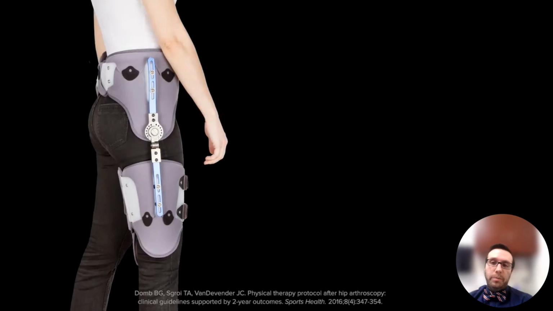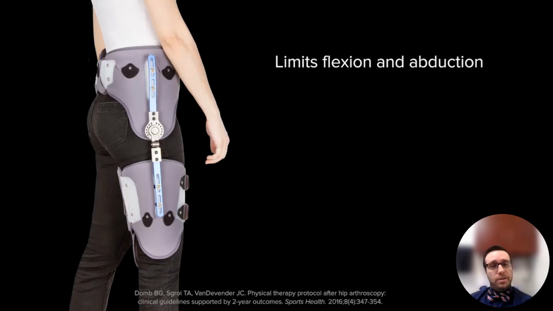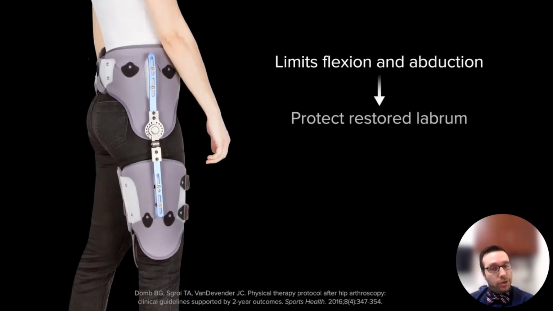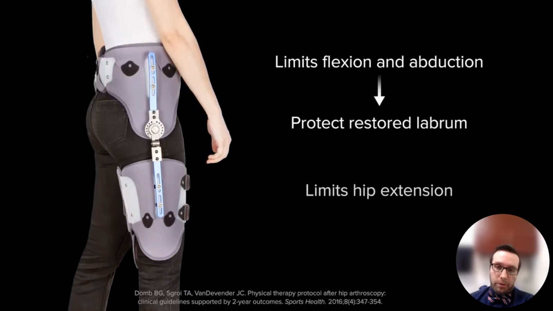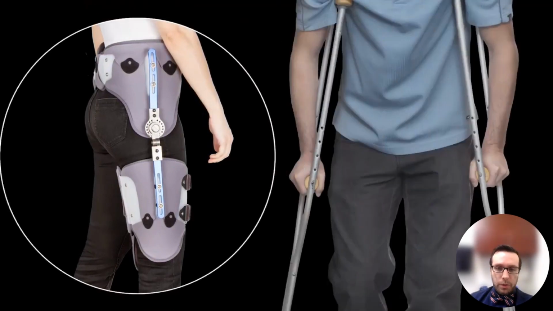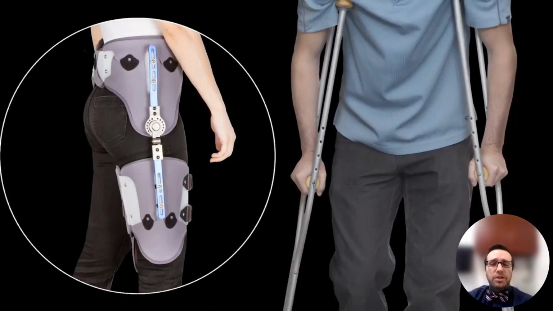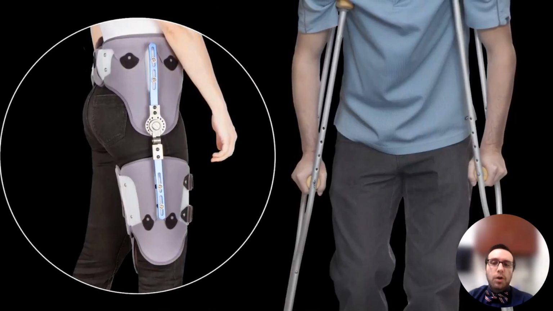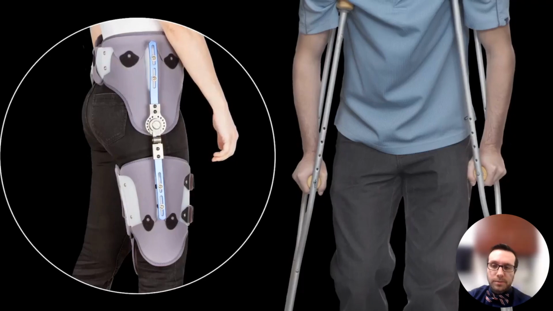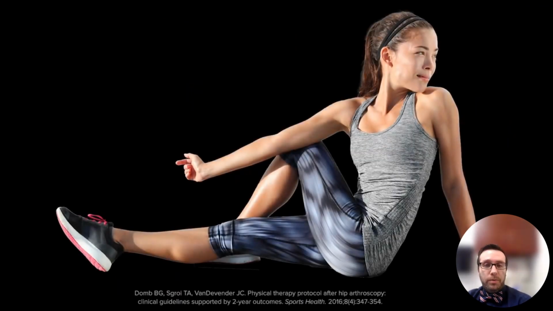After surgery, the patient will start physical therapy right away. During the first few weeks, the patient will be fitted with a hip brace. This limits their flexion and abduction in order to protect our repaired labrum, and it limits their hip extension in order to protect our capsular closure. Depending on the extent of surgery, patients will be placed on crutches anywhere from 2 to 6 weeks with progressive weight bearing. We initiate a comprehensive postoperative program.